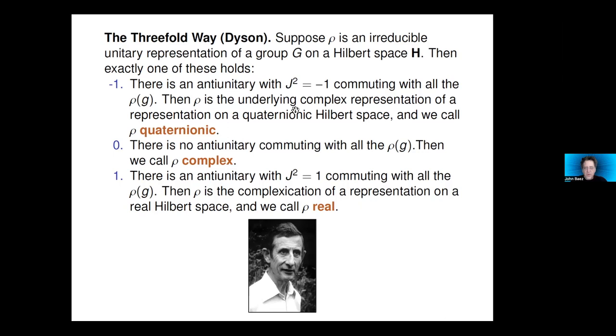So in the first case, or the negative first case, I'm going to call it, then what I've already shown you is that rho is actually coming from a representation on a quaternionic Hilbert space. And so mathematicians call these representations quaternionic. So they're on a complex Hilbert space, but actually you could promote it to a quaternionic Hilbert space. In the other case where J squared equals one, then we've seen that you can find a real Hilbert space hiding inside your complex Hilbert space, and rho will actually preserve that real Hilbert space. So rho will be the complexification of a representation on a real Hilbert space. And in that case, we call our representation rho real because it comes from a real representation.